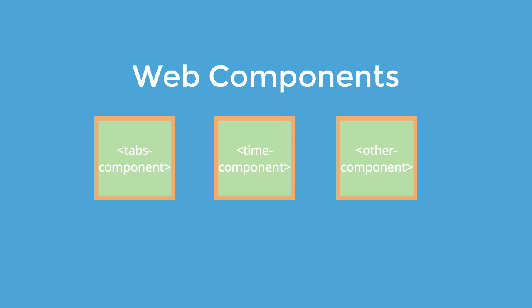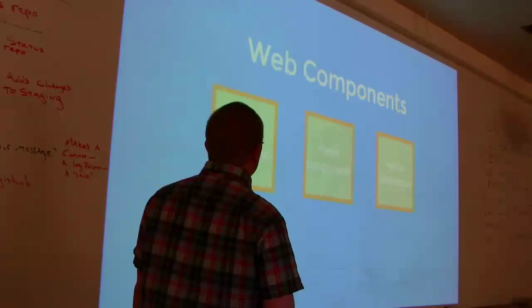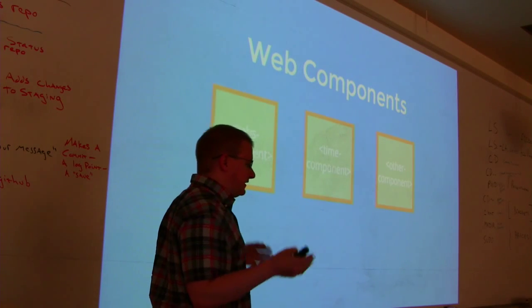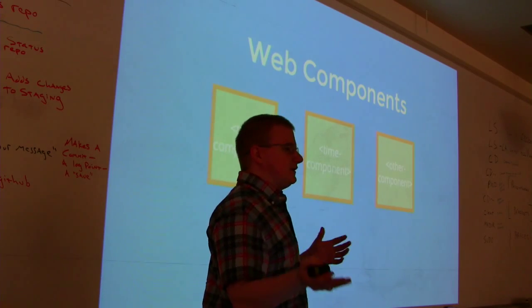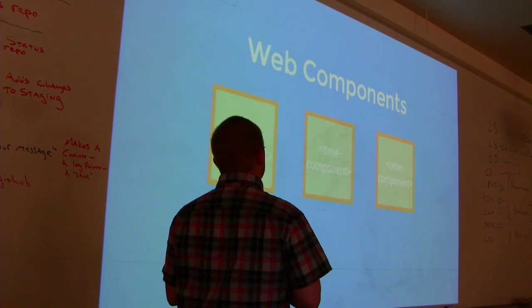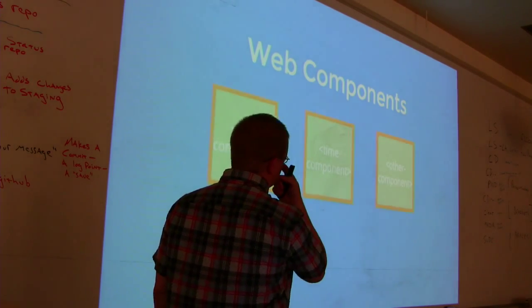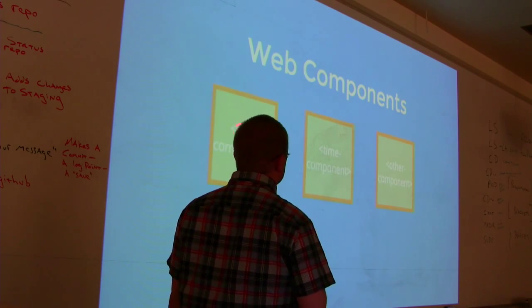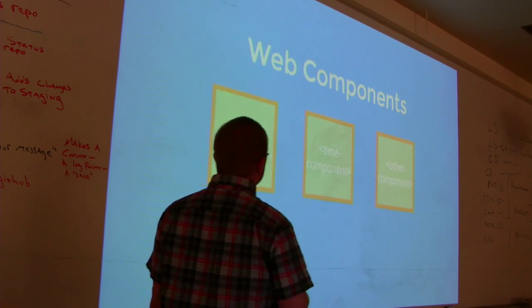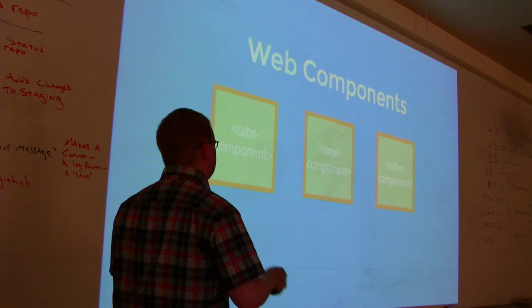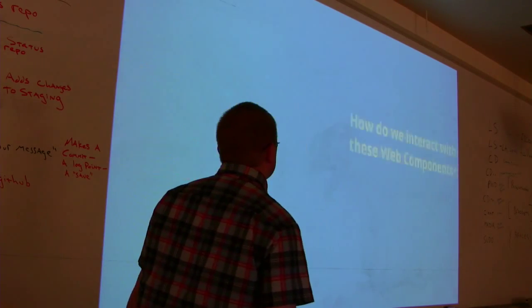So we've talked a little bit about how components fit together. We looked at our interfaces at the beginning of this week: libraries, web services, UI components. Well, web components fit in there too, and web components can interact with each other. So I have a tabs component, a time component, another component, and these can sit independently in my application.